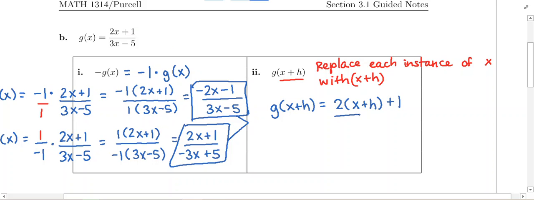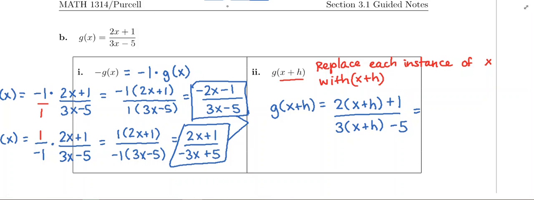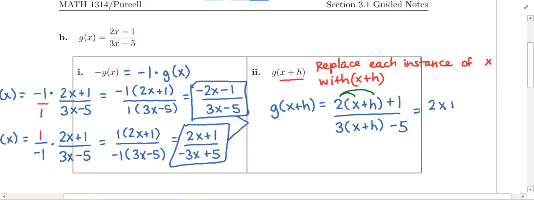That's the numerator. In the bottom you have 3x minus 5. So when you do the 3x, instead of multiplying 3 by x, you're going to replace x with the package deal x plus h. And then don't forget to tack on the minus 5. That's it as far as the replacement goes. Now we just need to simplify. So you're going to simplify the numerator and then the denominator. In the numerator, we can distribute the 2 across the addition. So we're going to get 2x plus 2h, and then don't forget the plus 1.